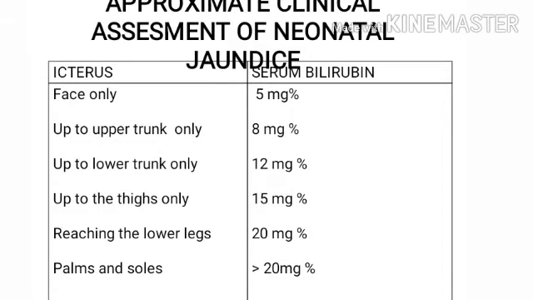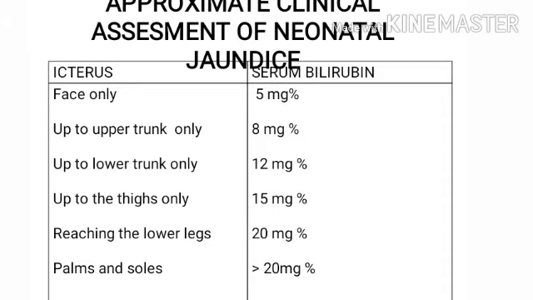This is the chart. If yellowishness or icterus is present only in the face, then serum bilirubin will be up to 5 milligram percentage. If the child has jaundice on the face and upper trunk, or face and chest, then the bilirubin level will be 8 milligram percentage. If the jaundice is present up to the lower trunk also, that is face, chest and abdomen, then it will be 12 milligram percentage.